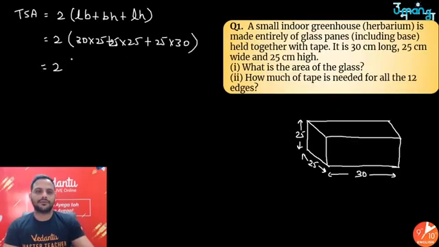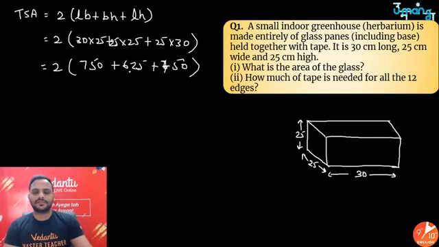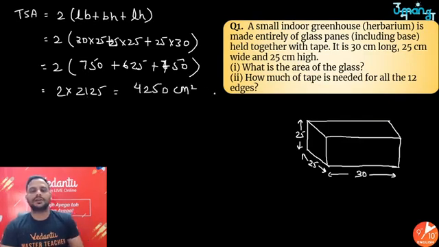So you'll be getting 2 times of 25 into 30 is 750 plus 625 plus 750. So it will be 1500 plus 625 is 2125. 2125 into 2 will be equal to 4250 centimeter square. This much area of glass is there. This is the area of the glass used in making this herbarium. Okay, this is the first one.